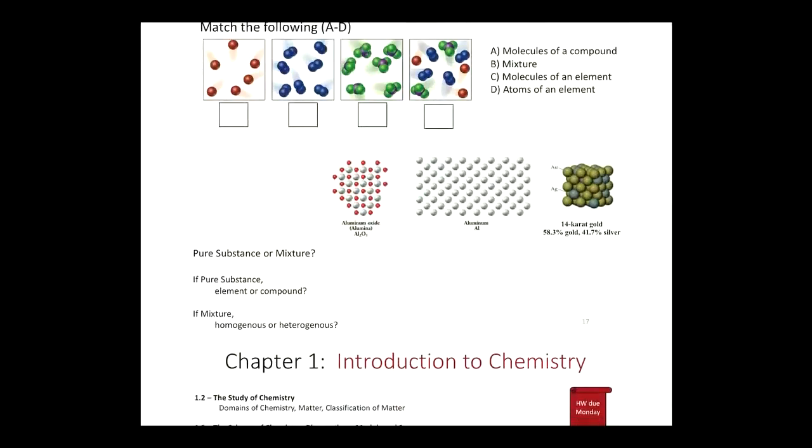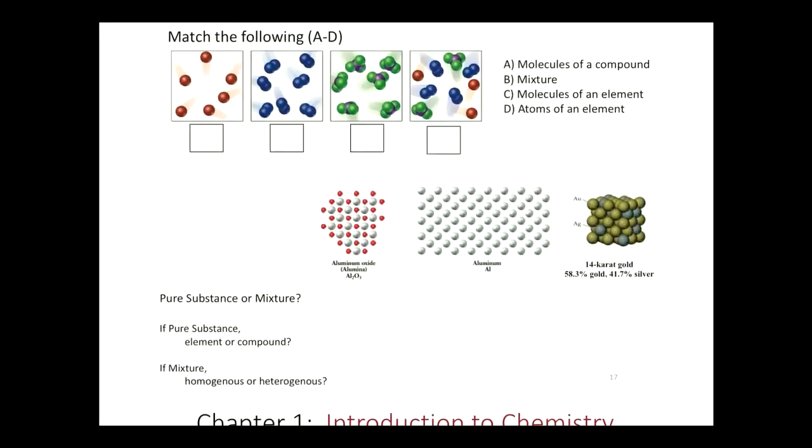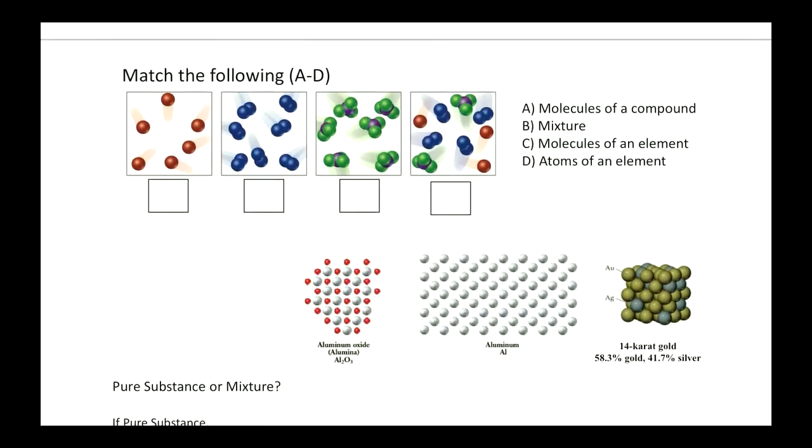All right, the last slide we'll work on here is let's put it all together, our definitions. Let's match the following. Of these four pictures, which one represents a molecule of a compound? What do we think? Oh, I don't want to do it this way. Let's work left to right. Okay, so tell me, this picture represents what? A, B, C, or D? D. Yes. Atom of an element.